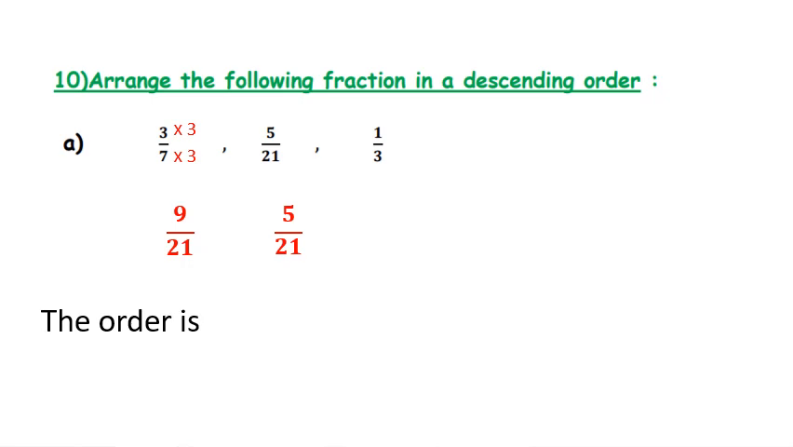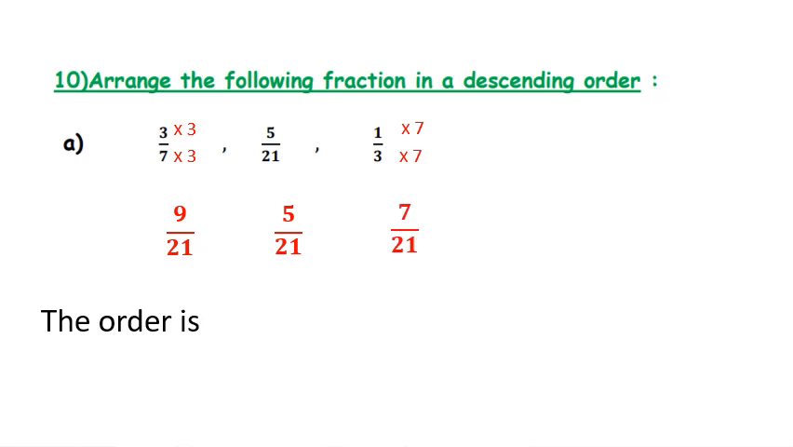And the last one, I want 3 to become 21. How? By multiplying 3 by 7. And as I do in the denominator, I will do in the numerator. I will multiply the numerator by 7 also. Okay, the answer will be 7 out of 21.